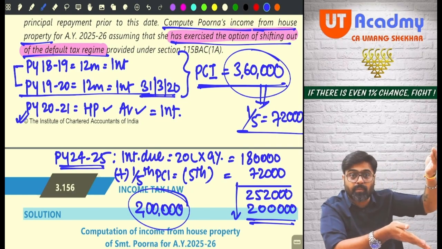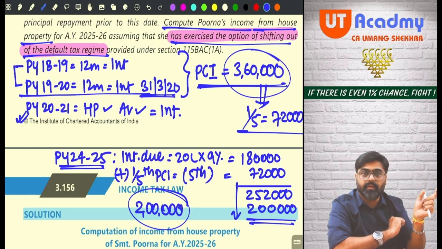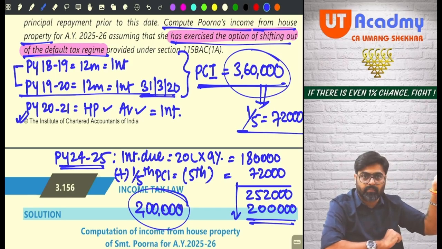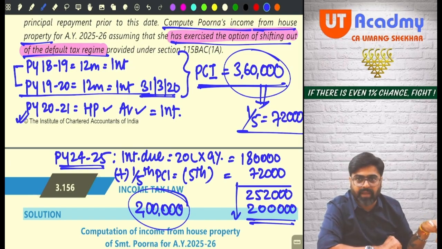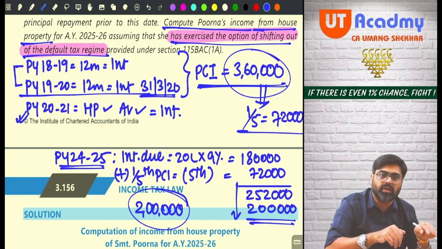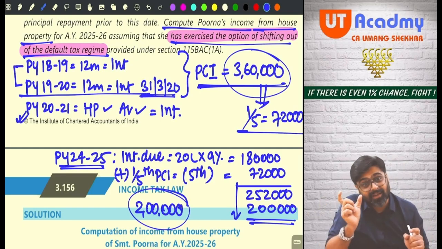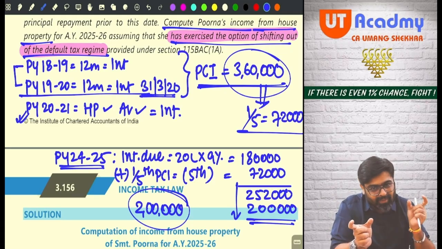If I have other property having positive income, from that, this loss will be adjusted. But there is no positive income because there is no other positive property. Yes or no? So this is the only property under this head giving me a loss. So this loss will now become the loss of my head. Loss under the head house property will be 2 lakhs.